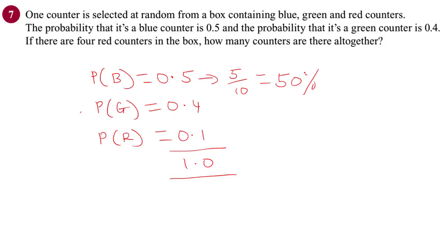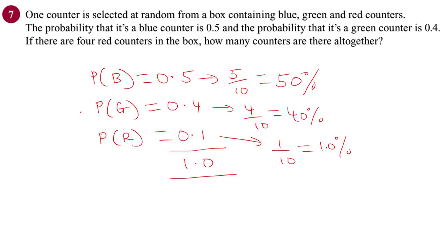So that's going to be 50%. And then this one here will be 4/10, which is going to be 40%. Okay. Now this one here is going to be 1/10, which is going to be 10%. Okay. So now we say that the chance of picking a red is 1/10 or 10%. Right. Now, they said that there are 4 red counters, so they are now telling us how many red counters there are. How many counters are there altogether?